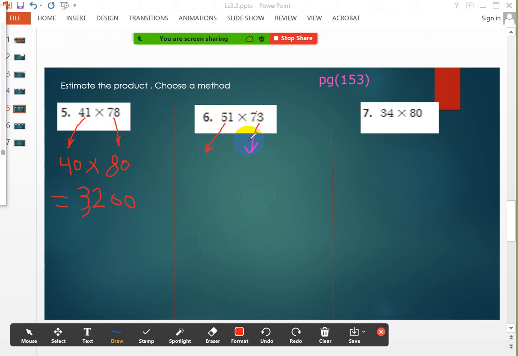Again, Taleen, I want you to round the numbers. Estimate the product. First, I want to round the numbers into the nearest 10. This is 5, right? In the 10th digit. 51 becomes what after rounding into the nearest 10?